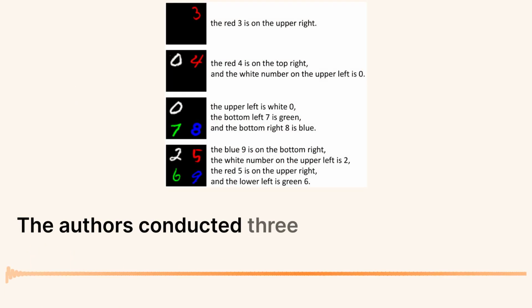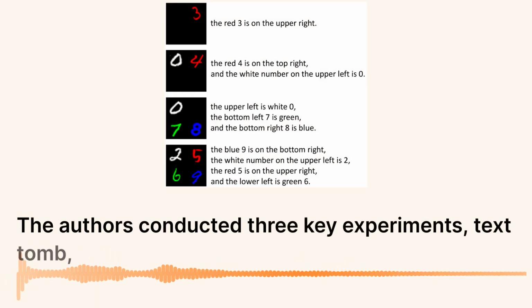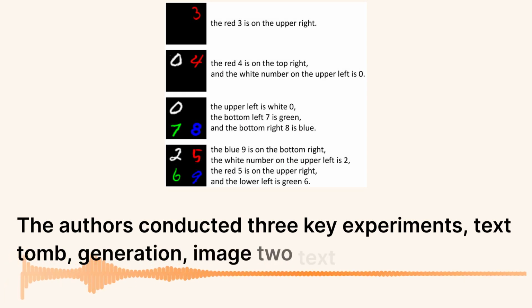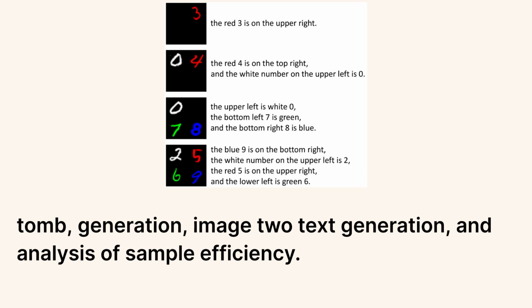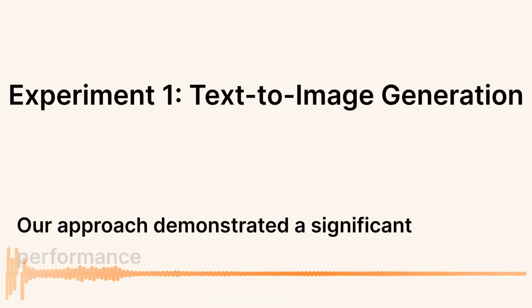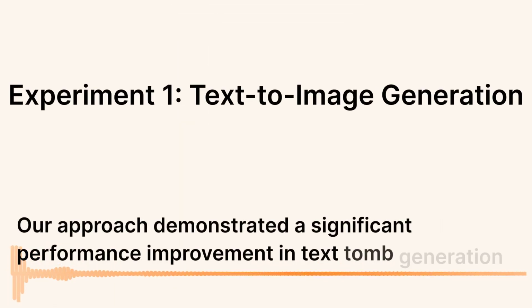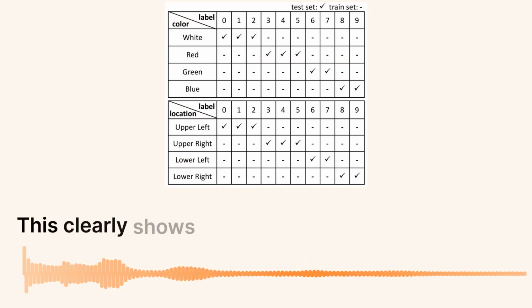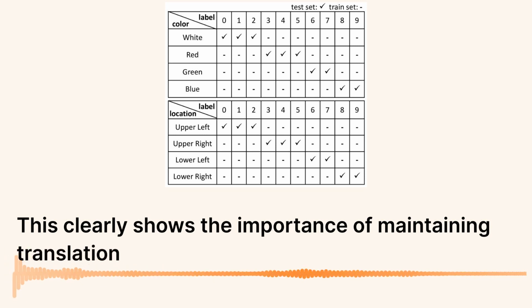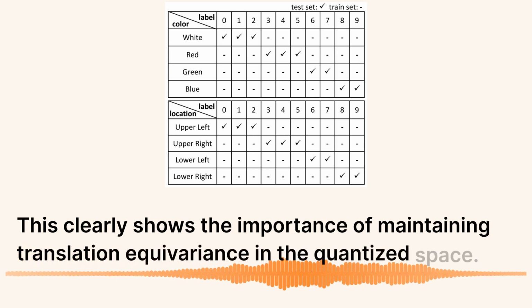The authors conducted 3 key experiments: text-to-image generation, image-to-text generation, and analysis of sample efficiency. Our approach demonstrated a significant performance improvement in text-to-image generation over baseline methods. This clearly shows the importance of maintaining translation equivariance in the quantized space.